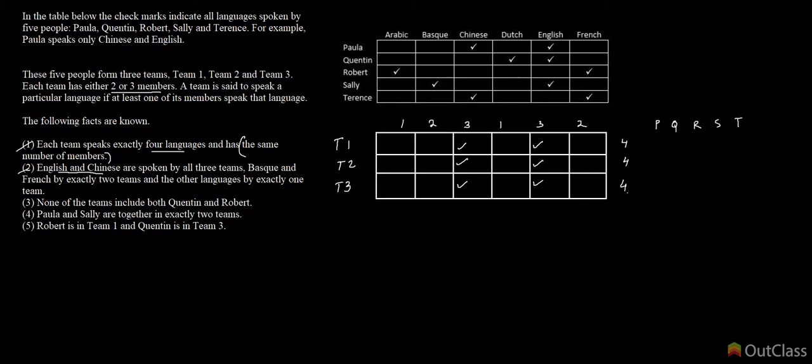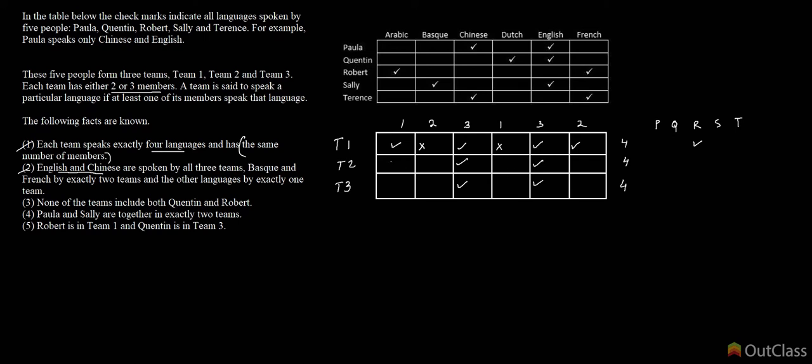Now they're saying Robert is in team 1. Robert is there in team 1. And what does Robert bring? He brings his skill in Arabic and French. So team 1 definitely speaks Arabic and French in addition to the Chinese and the English that is spoken by everyone. That means the other 2 languages are not spoken because each row should have 4 ticks.